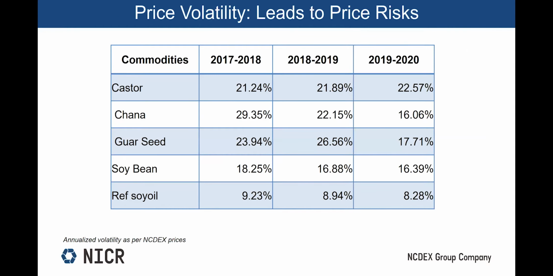This is another illustrative example of some of the major crops in the country. If you look at the annualized volatility of certain crops, castor, chana, guar seed, soybean, refined soy oil, you can see there is significant price movement upside or downside on a percentage basis, and this is what actually creates a challenge for the primary producer as well as the end user.